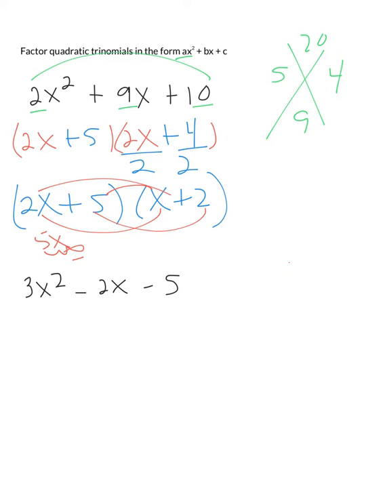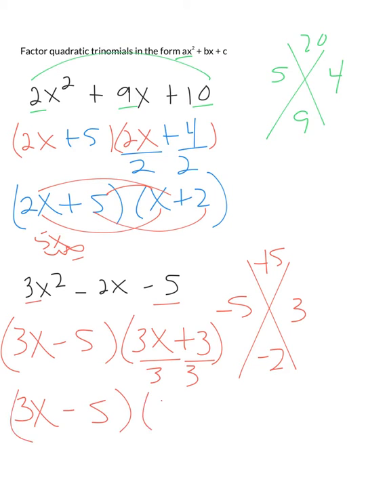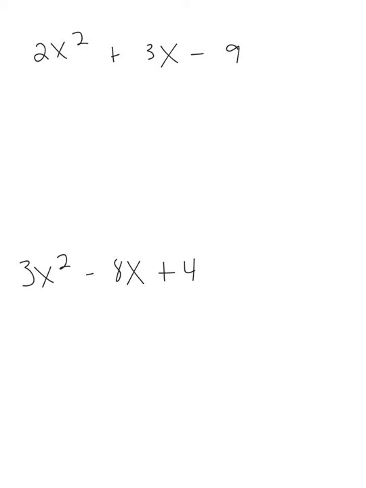Next one we have 3 times negative 5 is negative 15 with a negative 2. 5 times 3 gets you to 15, but we need a negative 15 and a negative sum, so we have a negative 5. 3x minus 5, 3x plus 3. Divide these by 3, 3x minus 5, x plus 1. Now remember, you can always pause the video here and try these on your own, and then come back and see if it matches up.